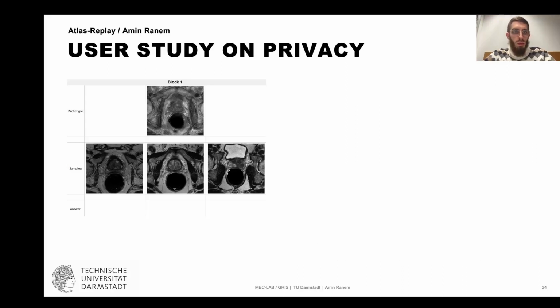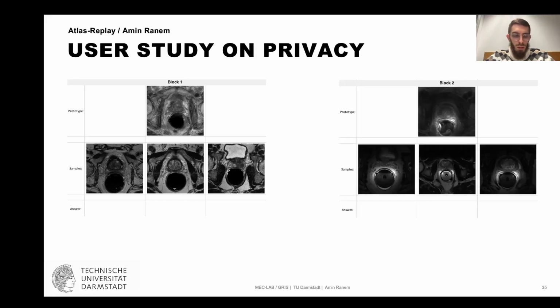Now, to determine the privacy of our prototypes, we performed a user study where we had 2 groups of participants. We had radiologists and we had computer scientists. During the study, all prototypes were presented in specific blocks, and every block contained a prototype and 3 samples. And from those 3 samples, only 1 sample was used to generate this prototype.